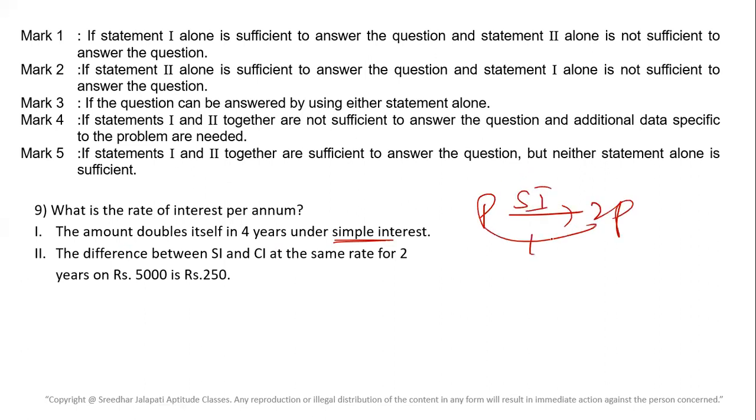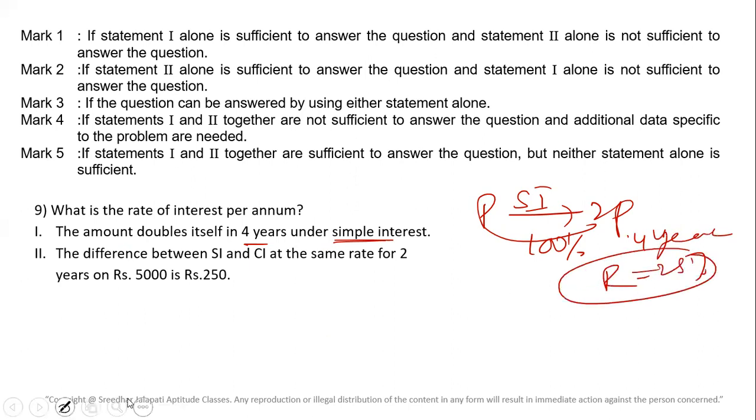That means it has increased by 100% in 4 years. So if it has increased by 100% in 4 years, then the rate of interest is 25%. You can find the rate of interest. Yes or no?